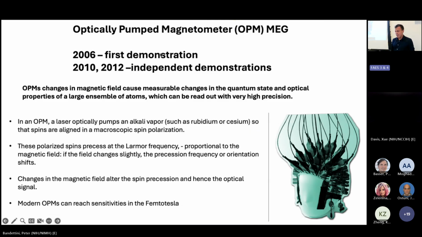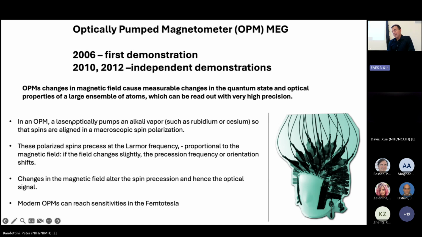Turns out that in 2006, and finally in 2010, it was demonstrated. We have optically pumped magnetometers, OPM, MEG, and we have an OPM right here at the NIH right now. We have both a squid and an OPM, and the idea there is kind of interesting.